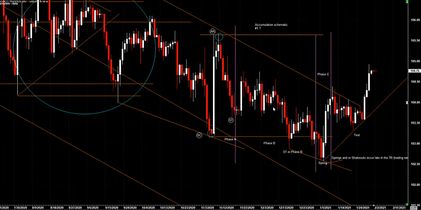This is phase B. This is where I usually stay away from trading. I don't want to trade in phase B. When I see this kind of behavior right here, I know that we are in phase A and I'm looking for phase B. And at that point, I leave it alone.